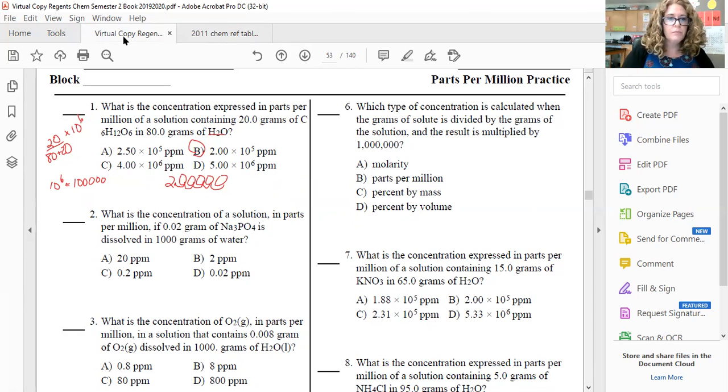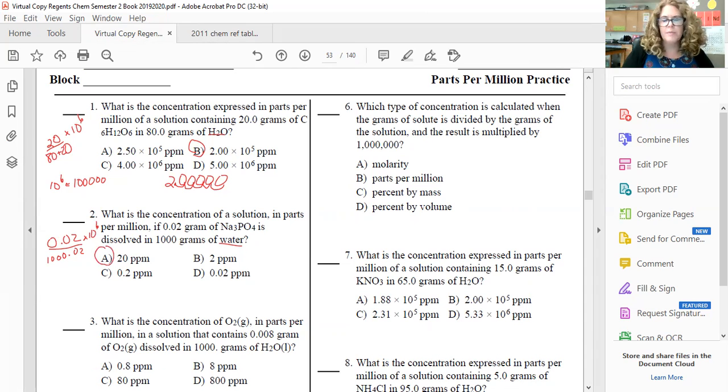All right. Question 2. What is the concentration in parts per million? Now I have 0.02 grams of sodium phosphate, that's the mass of my solute, divided by the mass of the solution. I have 1,000 grams of water. That's not the solution. I have to add that 0.02. So that means I have 1,000.02, and then multiply times a million. And when I calculate that, that comes out to be A.